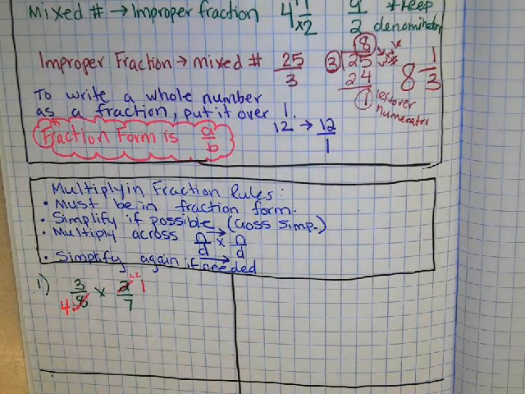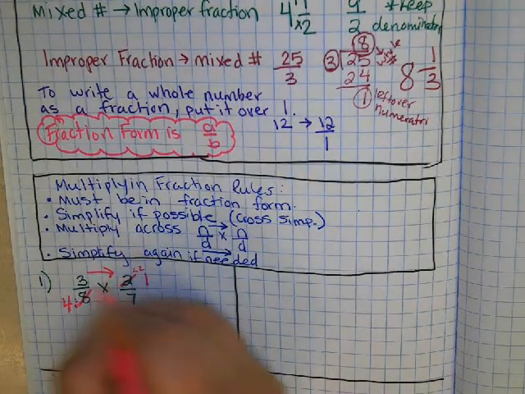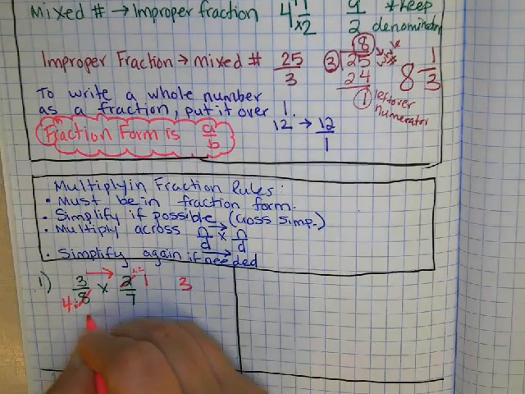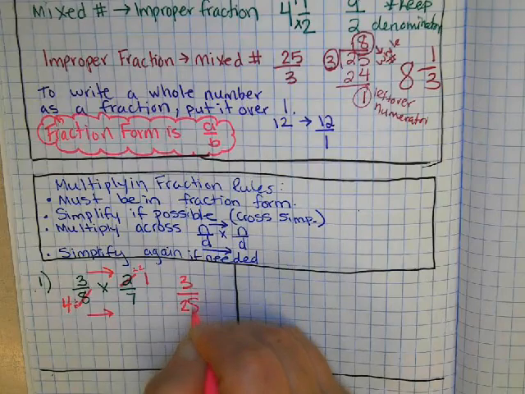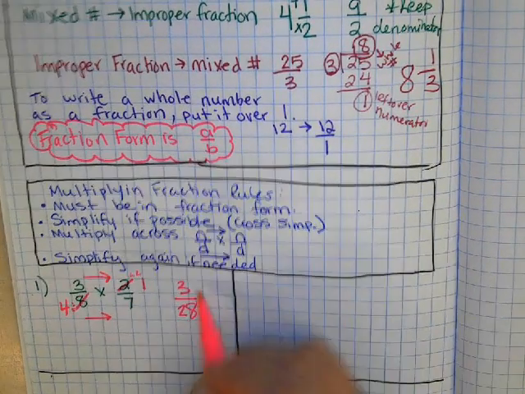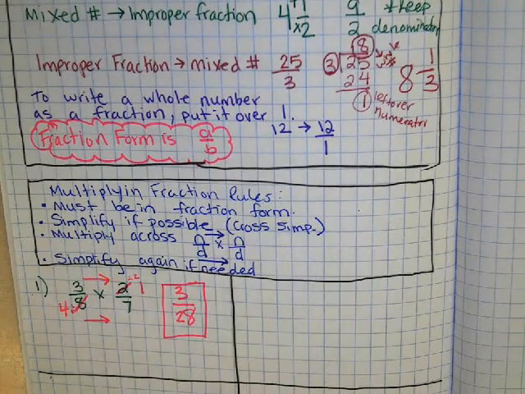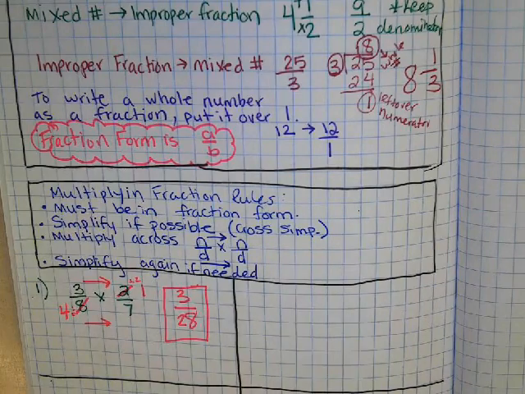So I now have simplified. And I can multiply straight across. Straight across. 3 times 1 is 3. 4 times 7 is 28. It says simplify again if needed. I cannot simplify any further. I have successfully multiplied these fractions. Go ahead and press next to try the next example.